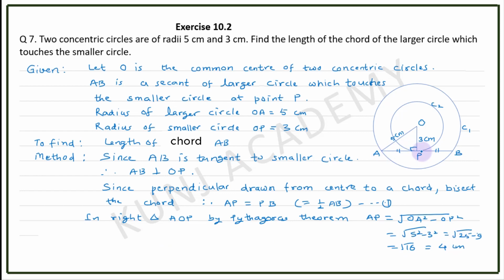Therefore, AB is equal to twice of AP, which is 2 into 4, equal to 8 cm.